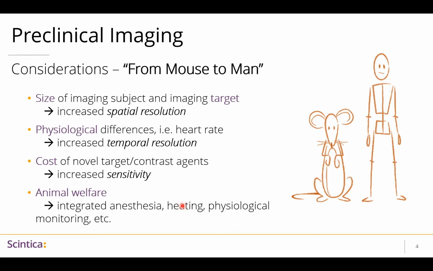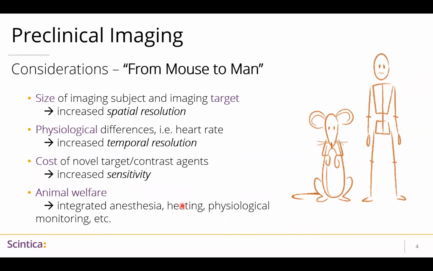So what's the size of your imaging subject? What's the size of that imaging target? An example of this would be the human kidney. So let's say we wanted to image the kidneys, kidney disease. The human kidney is about the size of your fist, so maybe 10 to 12 centimeters in size, where the mouse kidney is 10 to 12 millimeters in size. So it's 1/10 the size in the human.